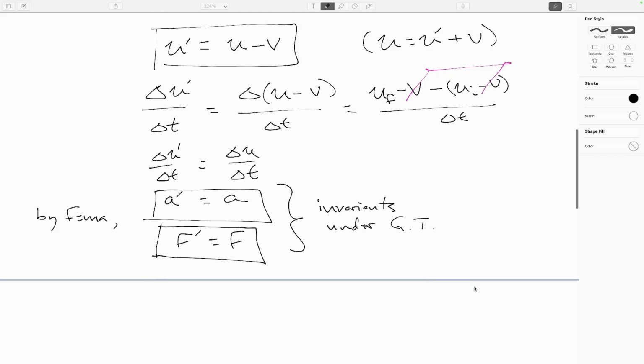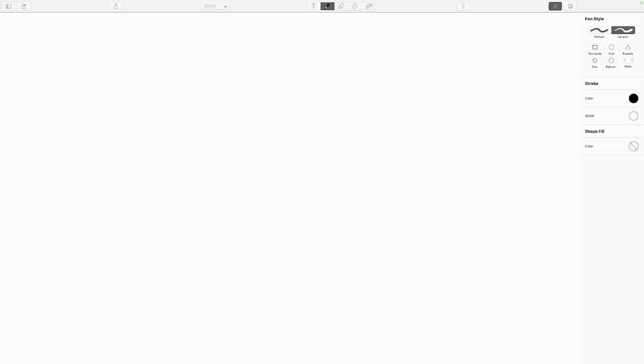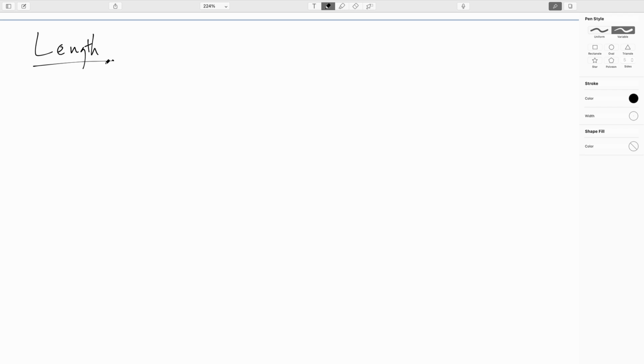Well, let's ask ourselves, is there anything else that's an invariant? And it turns out that, yeah, there is. The length of something is an invariant under the Galilean transformation. So how do you measure the length of something? You say, well, that's no big deal. I stick a meter stick up against the thing and I read the number, right?